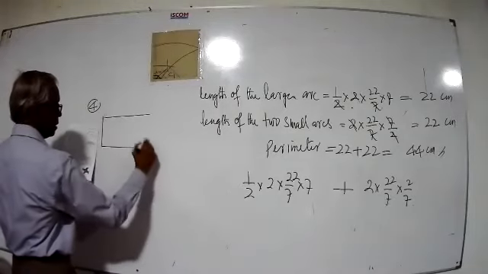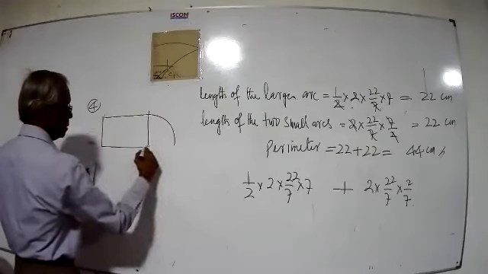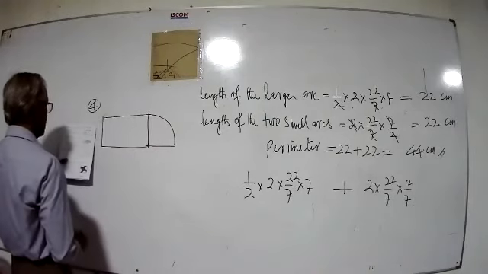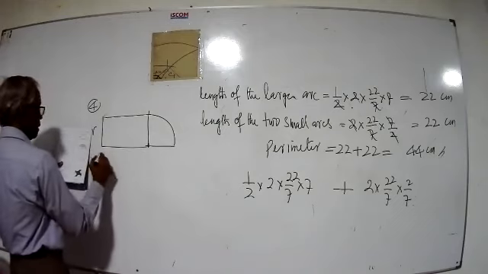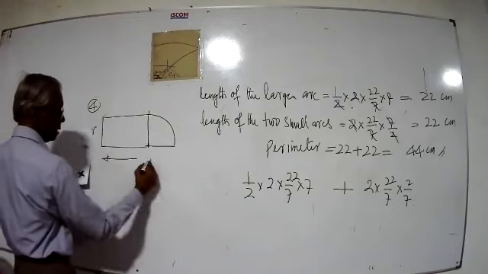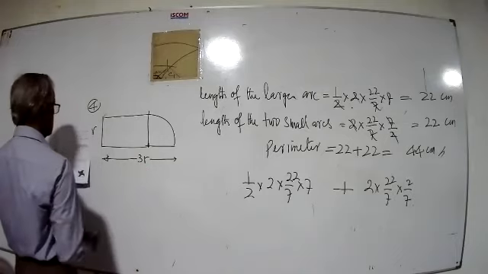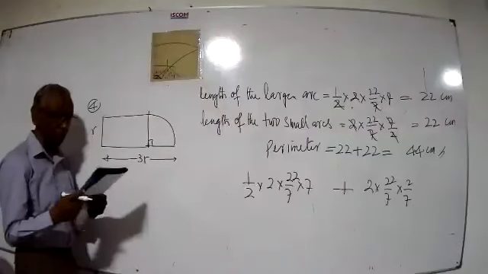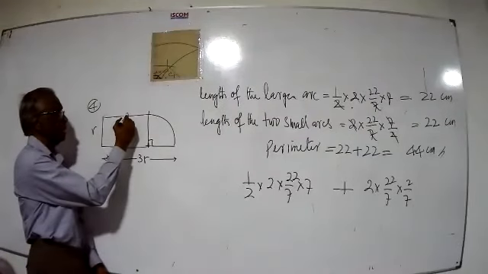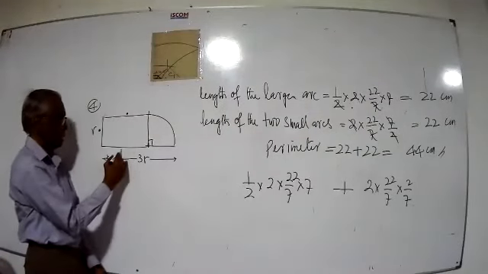Rectangle, not a square, I'm not taking. Is it a square? No. This is R. This whole thing is 3R. Right? This is 9. Then we need to find the perimeter. This length, this length, this length.